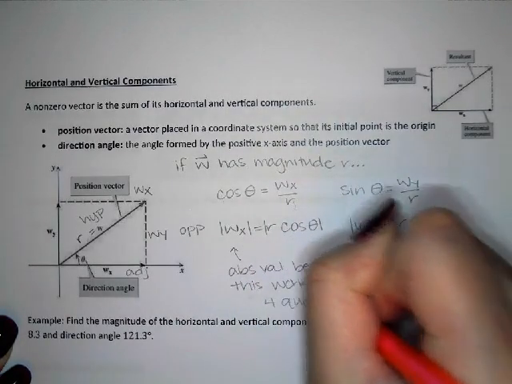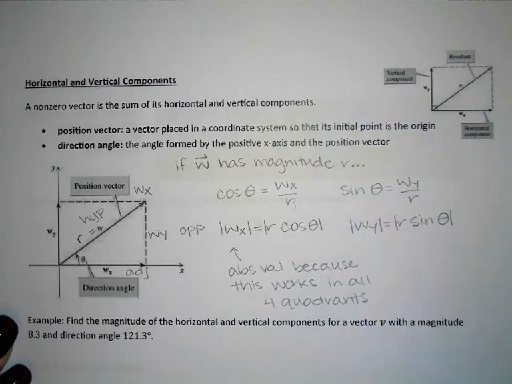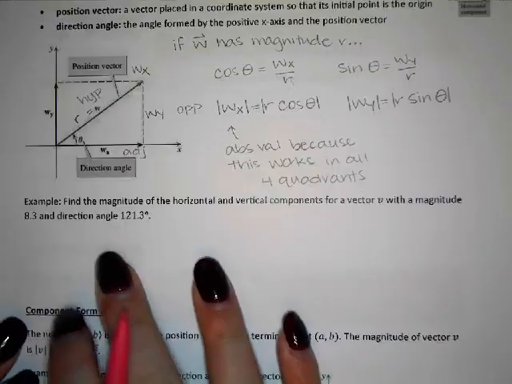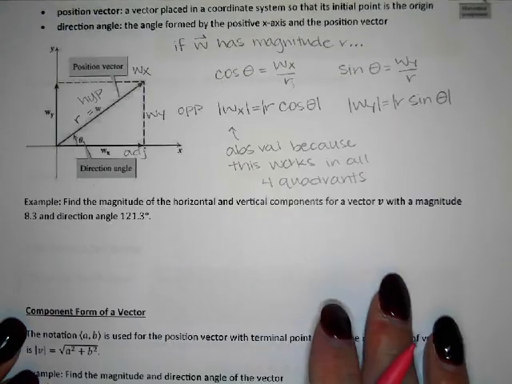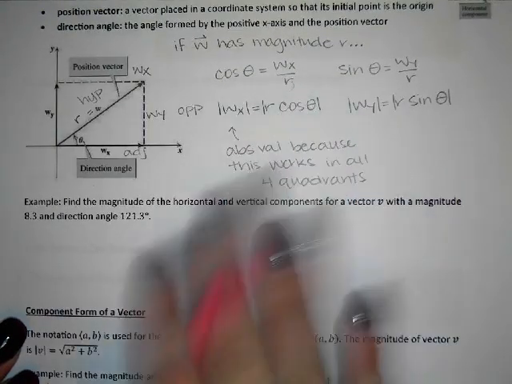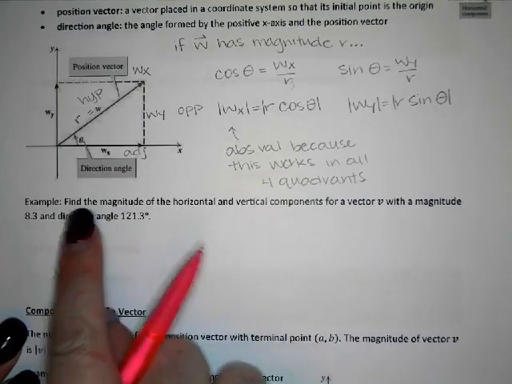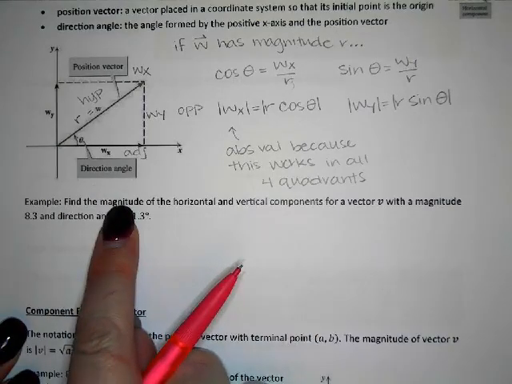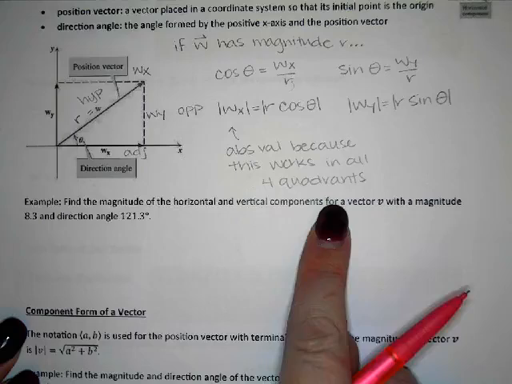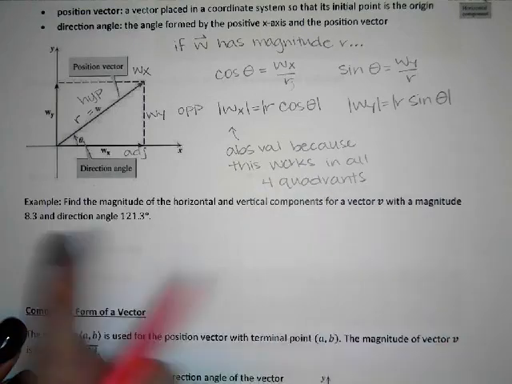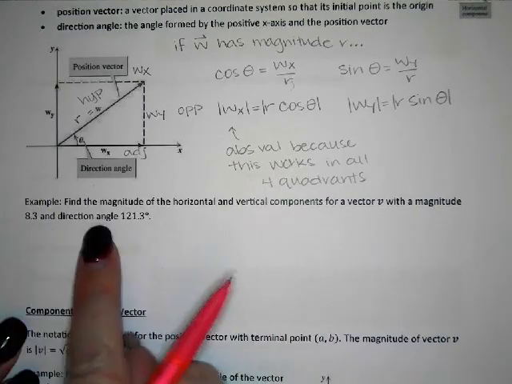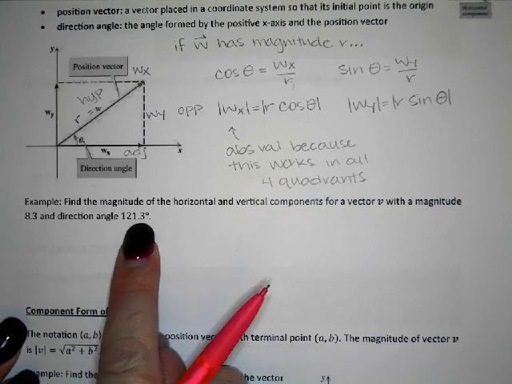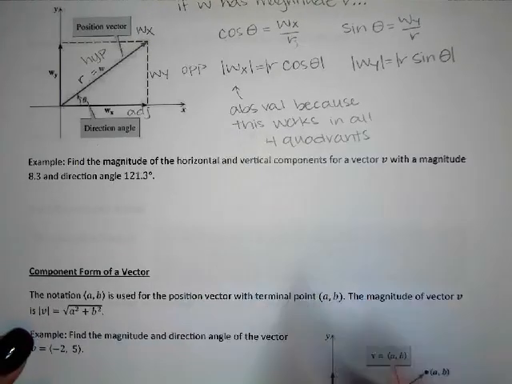Okay. So we're going to kind of apply this idea. These are where these formulas came from, and we're going to apply this. We're going to find the magnitude, which means length, of the horizontal and vertical components for a vector with a magnitude of 8.3 and a direction angle of 121.3. So I'm going to draw a picture of that.